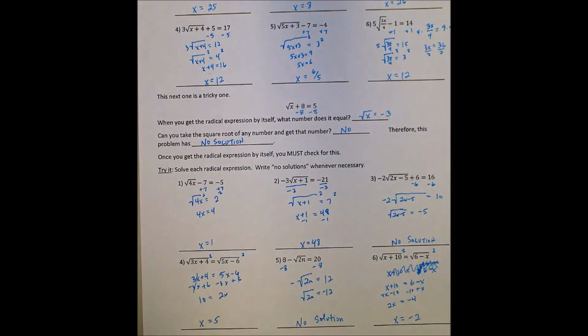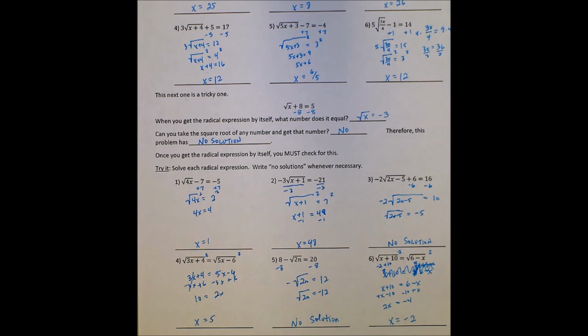Okay? And so if we plug it back in, we have negative 2 plus 10, which gives us 8. And we'd have 6 minus negative 2, or 6 plus 2, which gives us 8. Radical 8 equals radical 8. It works out. Okay, so we went through a bunch of examples here. The gist of it is make sure you get the radical expression by itself and then square both sides to solve. All right, see you.